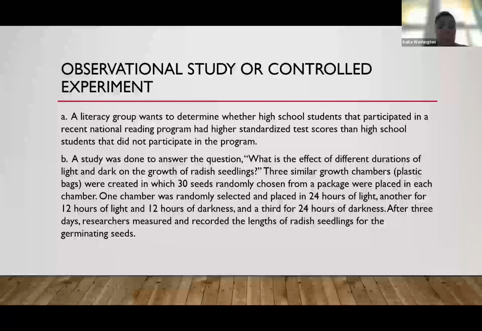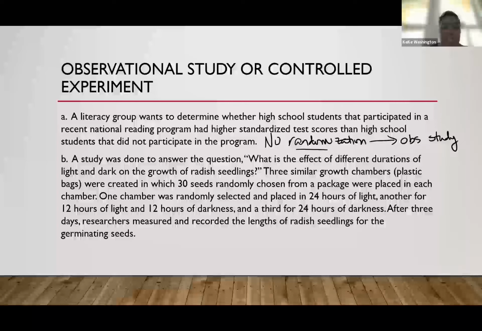Okay, so a literacy group wants to determine whether high school students that participated in a recent national reading program had higher standardized test scores than high school students that did not participate in the program. Is this observational or controlled? Well, the first thing that I notice is that I don't see any type of randomization. That's key. If I don't see a random selection to the 2 groups, then I know it's observational. You are simply comparing the groups.